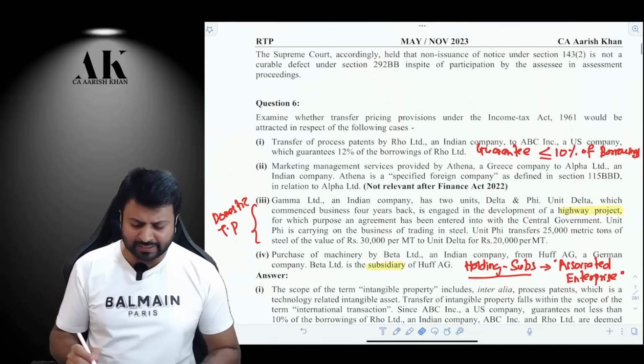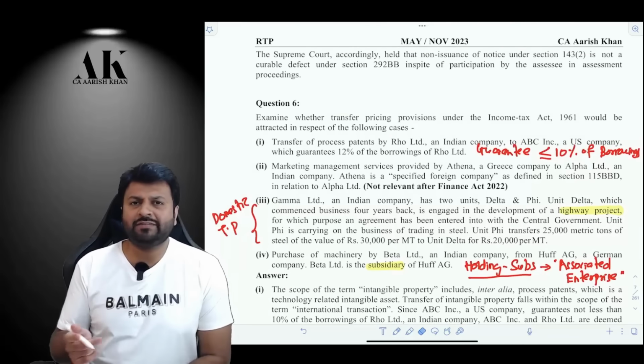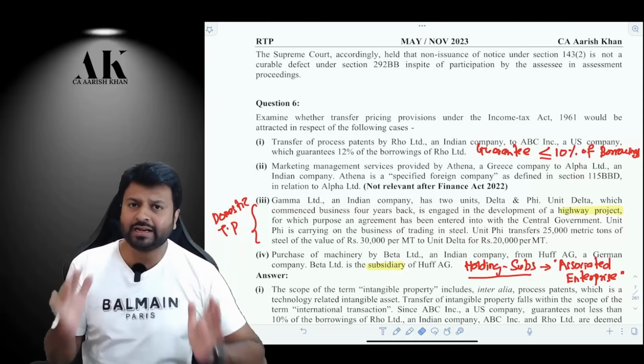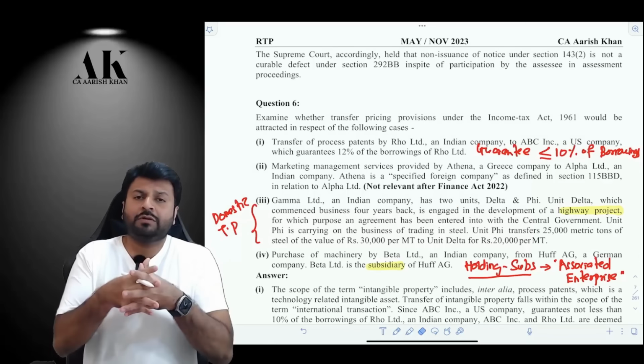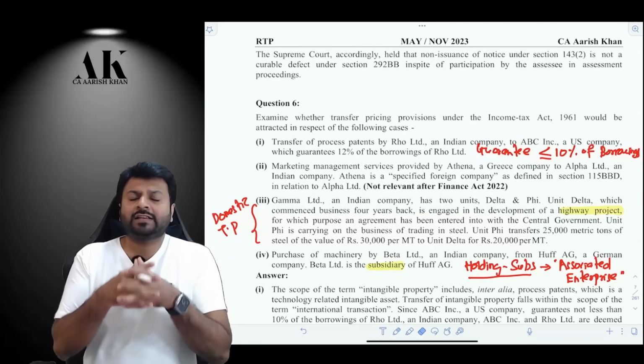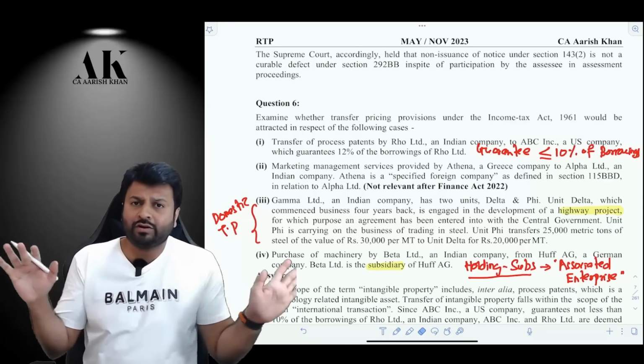Question number 6 is on transfer pricing provisions, whereby we need to say whether the transfer pricing provisions will be applicable or not. And to make a transfer pricing provision applicable, there has to be a relationship of associate enterprise between 2 entities. Unless and until there is a relationship of associate enterprise between 2 entities, you cannot say that the transfer pricing is applicable.